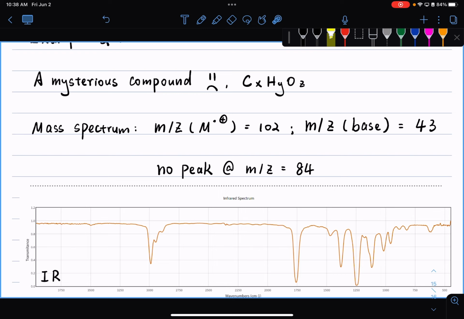We have a mysterious compound. Now it's a sad face. Maybe I should put a smiley face at the end. Now, this mysterious compound contains carbon, hydrogen, and oxygen. So this one has a relatively small molecular weight of only 102. And then we have a base peak at 43. And also, there's no peak observed at about 84.